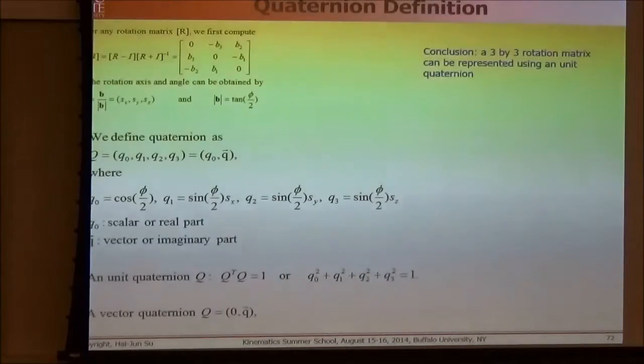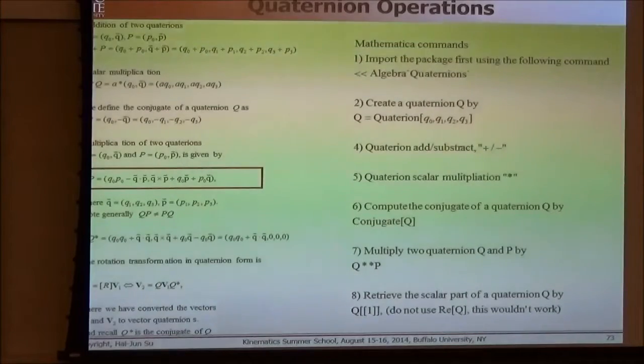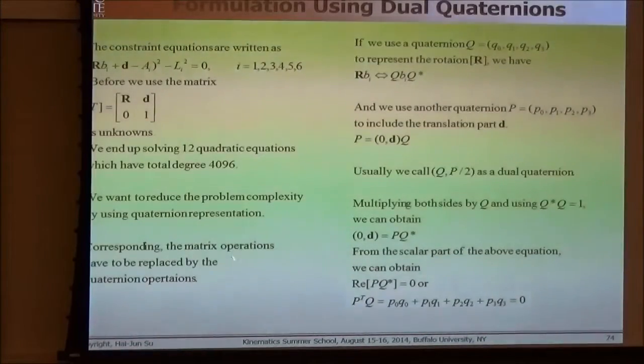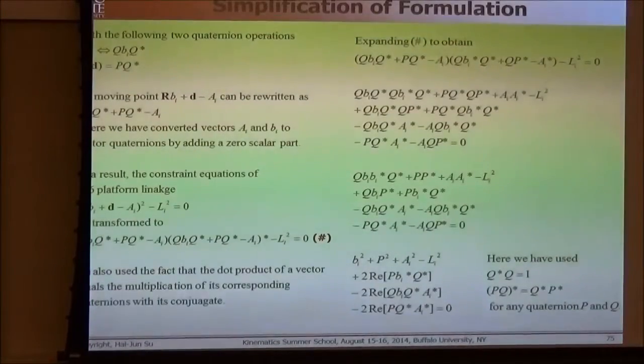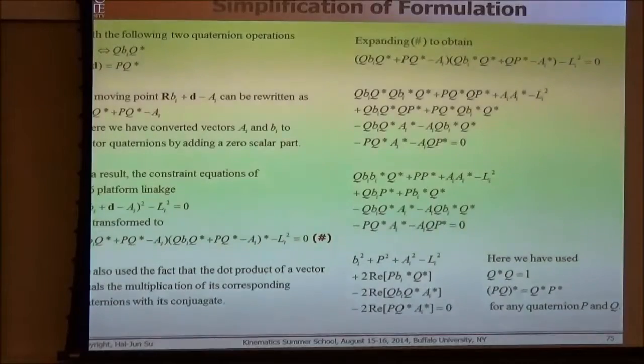But here's another thing I want to mention. Yesterday, Jeff and Manfred actually gave an introduction to quaternion. So I'm going to skip all of this. In mathematics, you have a quaternion operation package. These are the operations. But I can show you that actually this is from Charles Wampler's paper. So using the quaternion, dual quaternion formulation, you can reduce the complexity of the problem significantly. That's another advantage of using quaternion in formulating the kinematic problem.